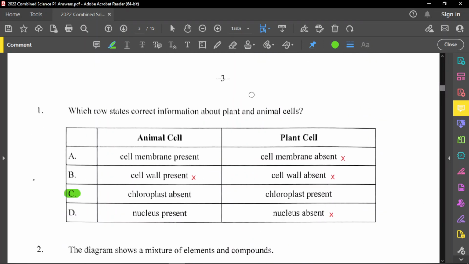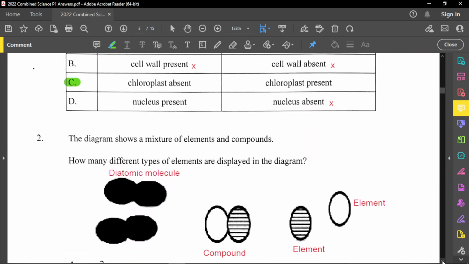Question number 1 reads, which row states correct information about plant and animal cells? And I marked off the ones that are not appropriate or correct for the given cell with an X. And so therefore option C is correct, which indicates that animal cells do not have chloroplast, but plant cells do have chloroplast.